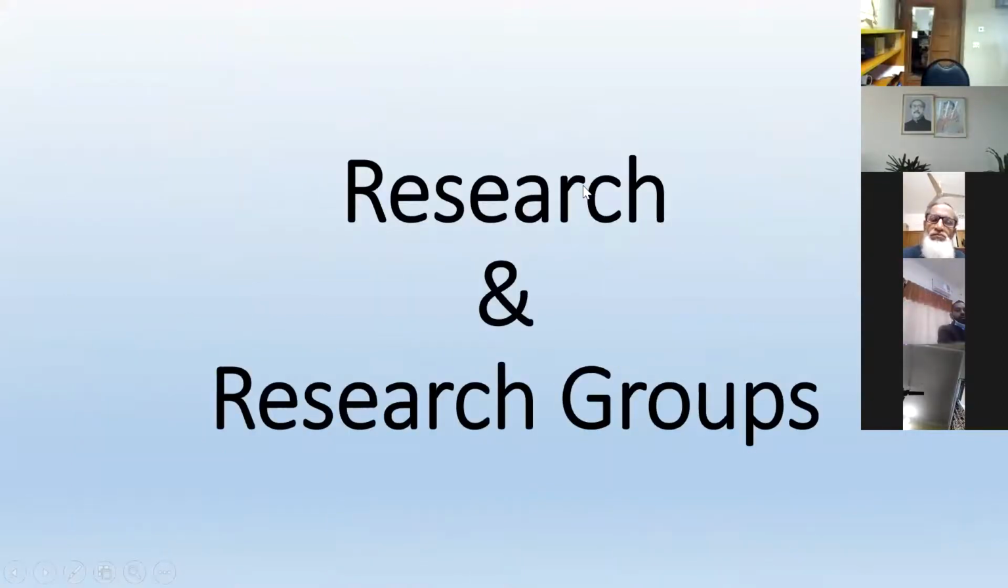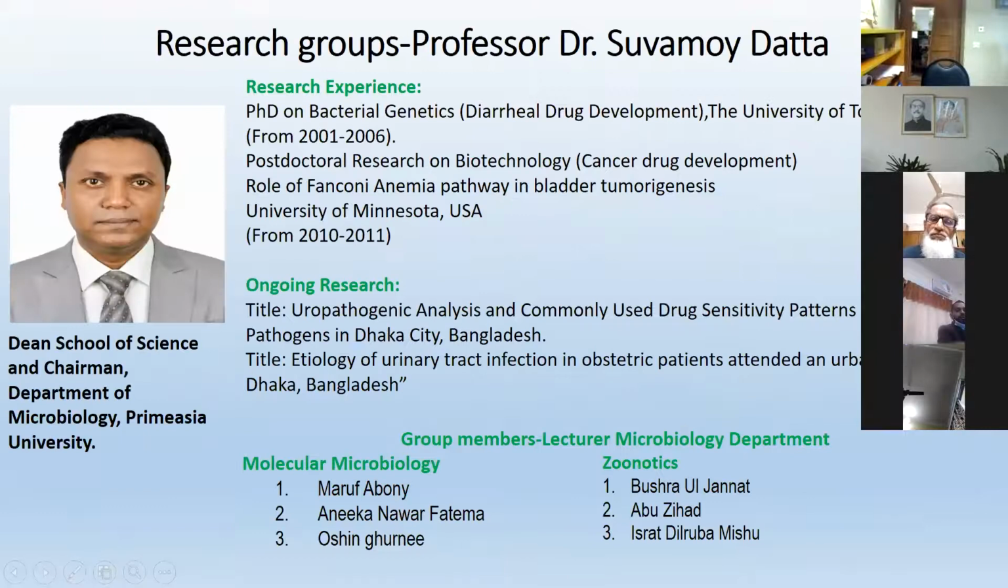Now we will talk a little about the research and research groups. Our first research group is led by none other than the Dean of the School of Science and the Chairman of the Department, Professor Dr. Suvomoy Dotto. His research is on bacterial genetics, diarrheal drug development from the University of Tokyo, Japan in 2006.